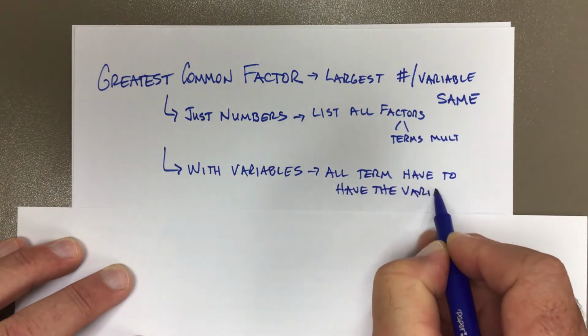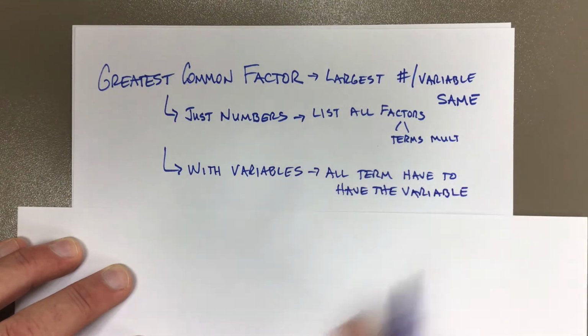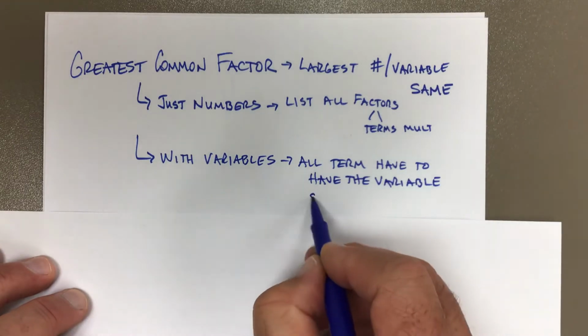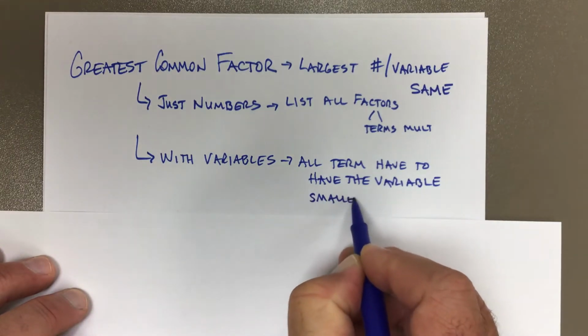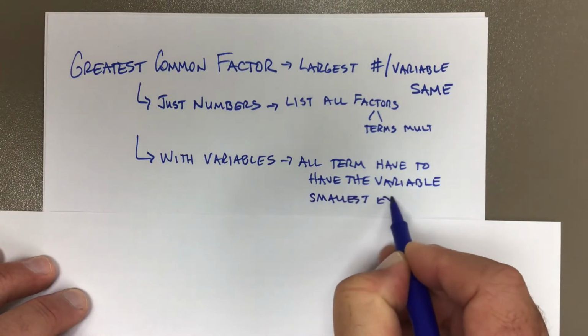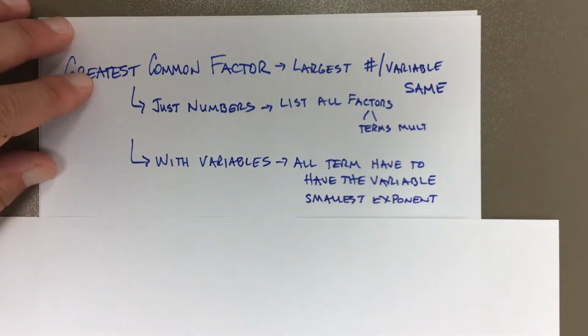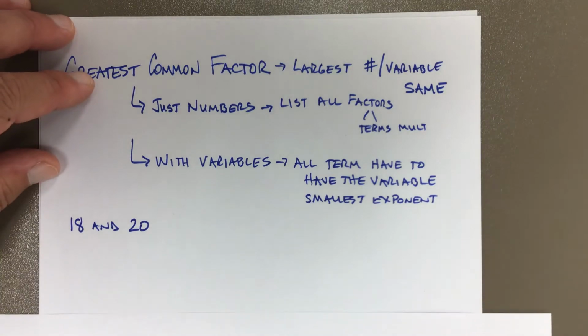And sometimes there are exponents on there, and they have to have the smallest exponent. All right, and we'll explain that here in a second. All right, let's start with the basic ones, 18 and 20, right?